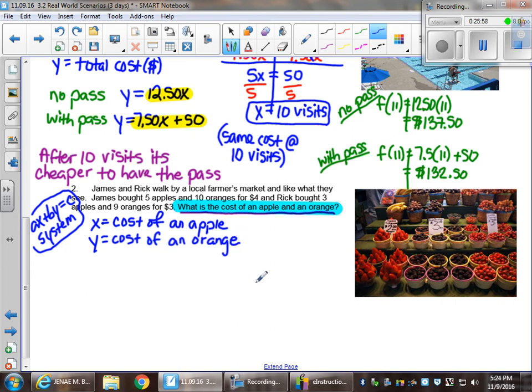Now that I have my variables, we can write our system. Who are the two people being discussed here? Well, I see information about what James bought, and I see information about what Rick bought. So I know that I will have one equation about James and a second equation about Rick.